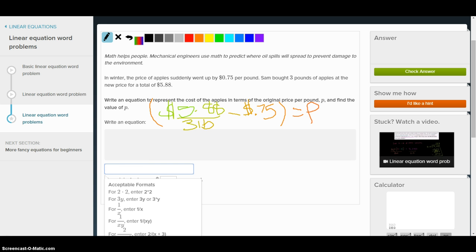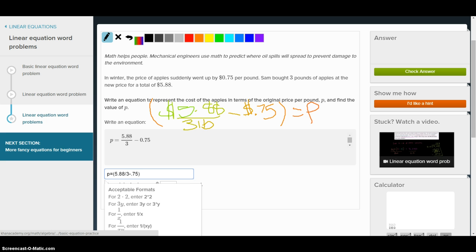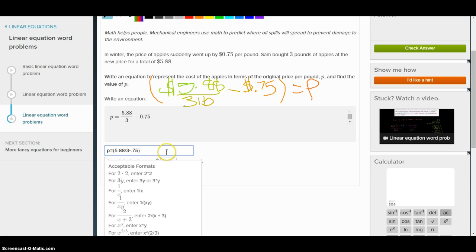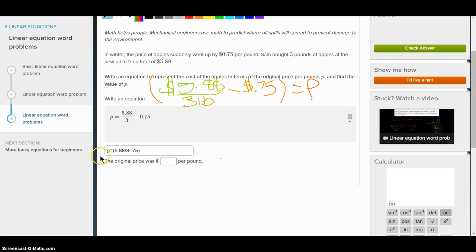Okay, so let's put that in the equation. We have P equals $5.88 divided by 3 pounds, and then minus 0.75, so minus 75 cents. And we can check and make sure that this little answer box says what we want it to, and it looks like it does. So the next step is we're going to find the original price per pound.